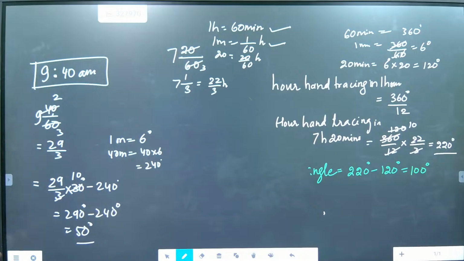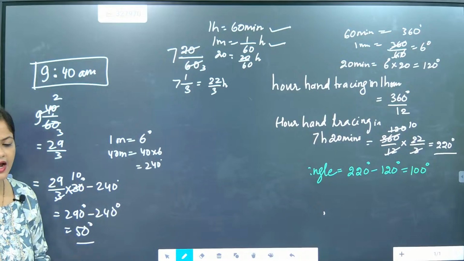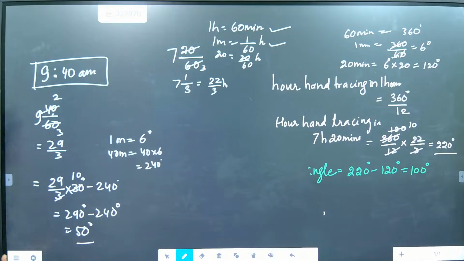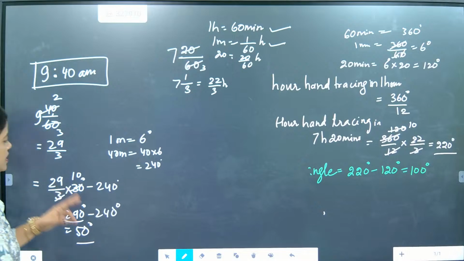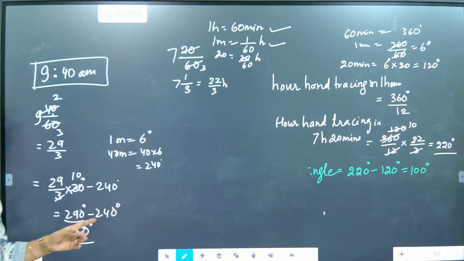Just check it out. Hour hand: 1 hour is exactly 30 degrees. So 9 hours 40 minutes will come how much? 290 degrees. Okay. Minute hand: 1 minute is 6 degrees. So 40 minutes is equal to 6 into 40. That is the content.